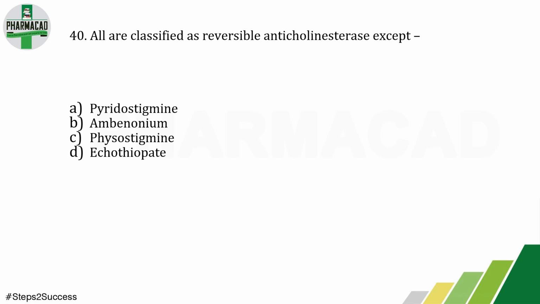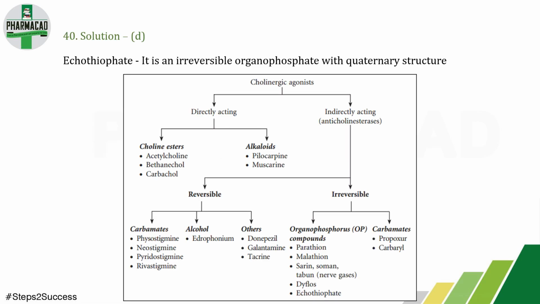Next question. All are classified as the reversible anticholinesterase except. Options include pyridostigmine, ambenonium, physostigmine or ecothiopate. So they need to know which is an irreversible anticholinesterase. So we have only organophosphates with the quaternary structure that are classified as the irreversible anticholinesterase drugs. The examples are here for organophosphorus compounds, and carbamates are also there, for example carbaryl and propoxur. These are the irreversible anticholinesterases. So remember this flow chart for the cholinergic agonist.